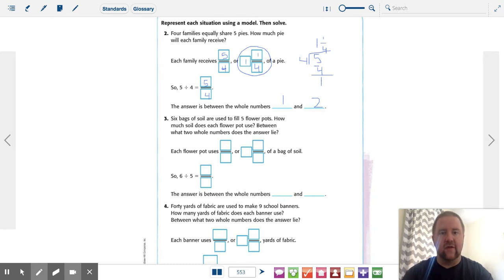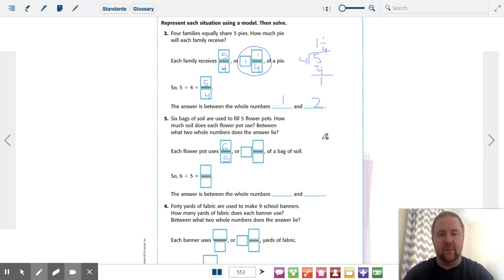All right, let's take a look at the next example too. It says 6 bags of soil are used to fill 5 flower pots. So we're taking 6 bags of soil and putting them into 5 flower pots. Are we taking the bags of soil and sharing them with the flower pots, or are we taking flower pots and breaking them up into bags of soil is what you have to think about. What is being shared? And in this problem, it is the 6 bags of soil that's being shared with the 5 flower pots. So it would be 6 over 5.